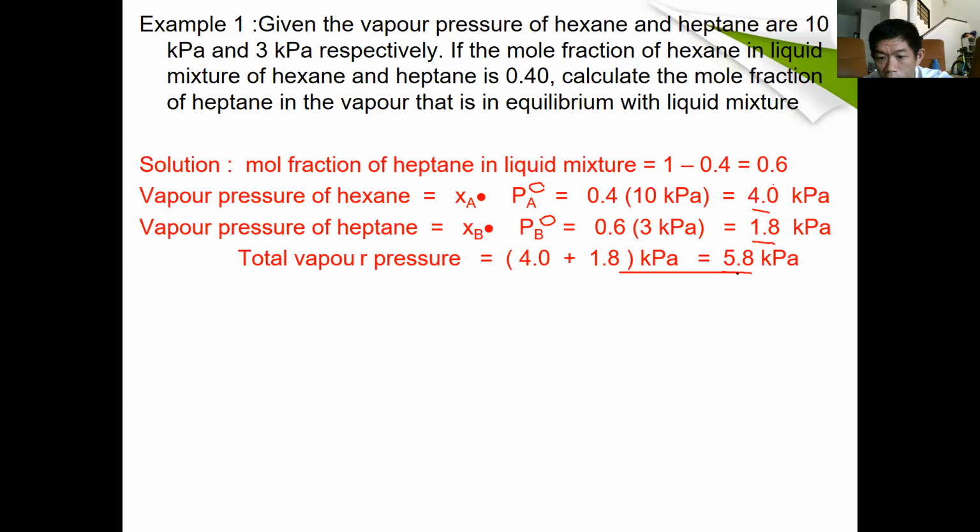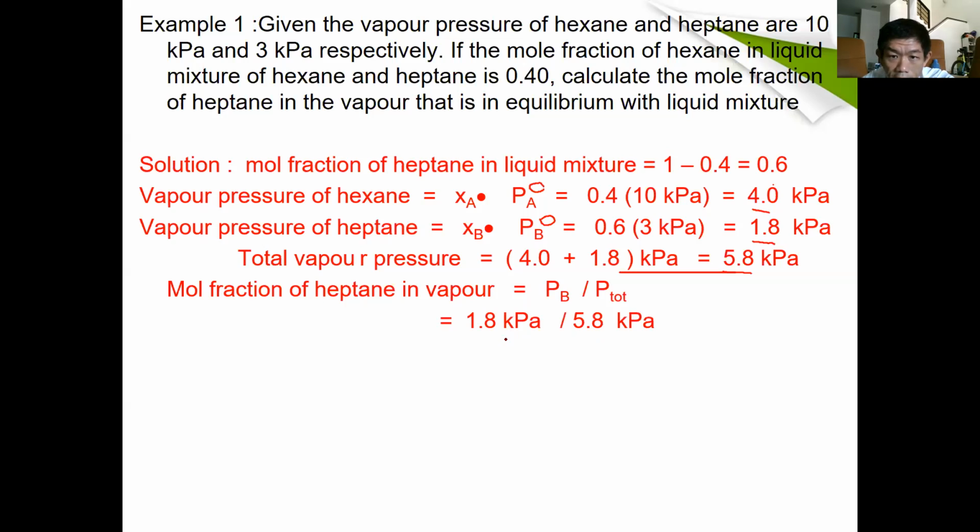Once you get this, you calculate the mole fraction of heptane in vapor, because if you look carefully at the question, we want the mole fraction of heptane in the vapor state. So you have PB over P total, 1.8 divided by 5.8, and you get 0.31 here. And please, you must also have common sense. Why is it that hexane is 10 kilopascal while heptane is 3 kilopascal.